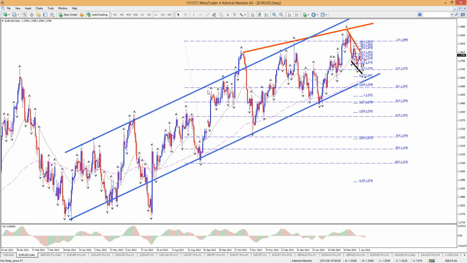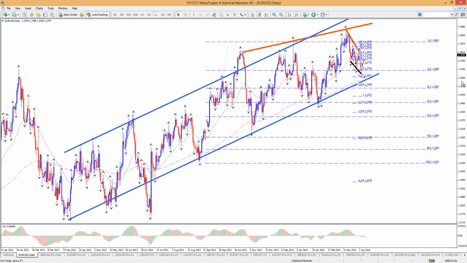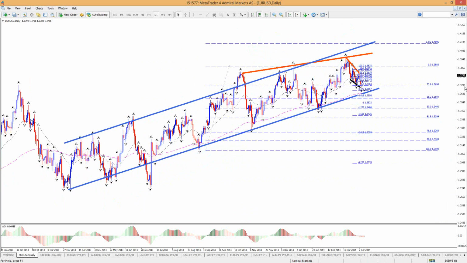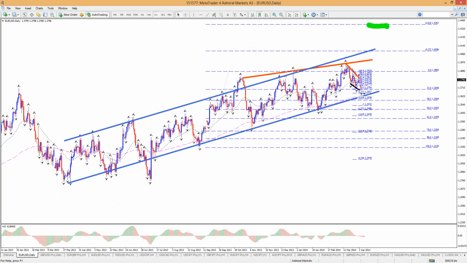Price bounced off the 50, and we're still in that fib. Price broke the top here a bit. So the next target is the minus 272 at 140.96 and the minus 618 at 143.60.